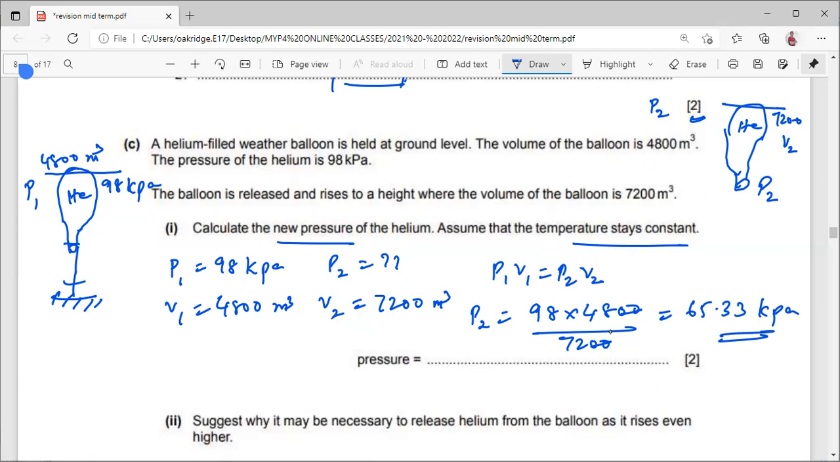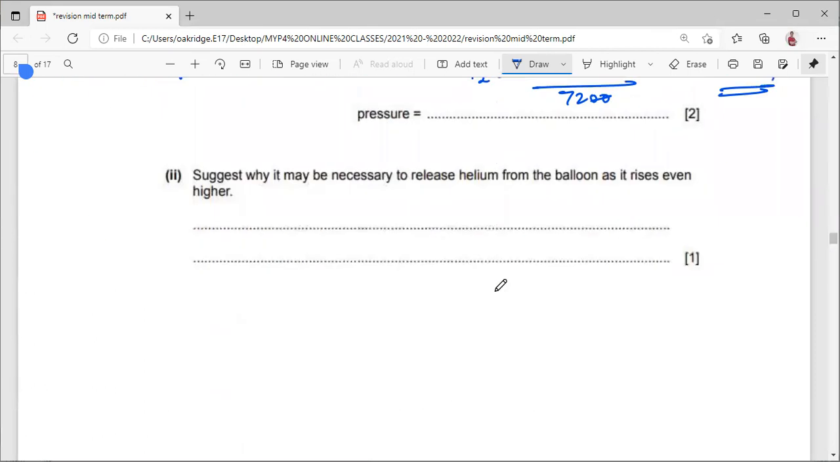Now, as expected, here the pressure was higher, and here the pressure should be lower. See, 65 is lesser than 98, so our answer is correct. Now let us move on to the next one.